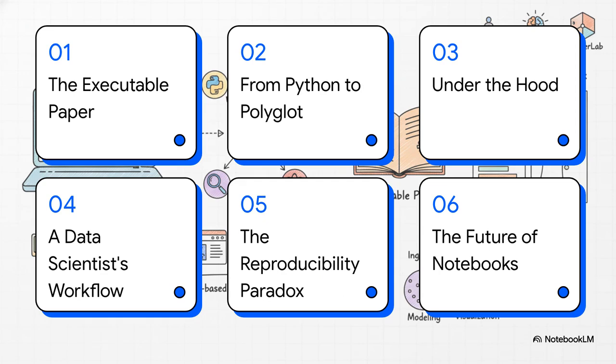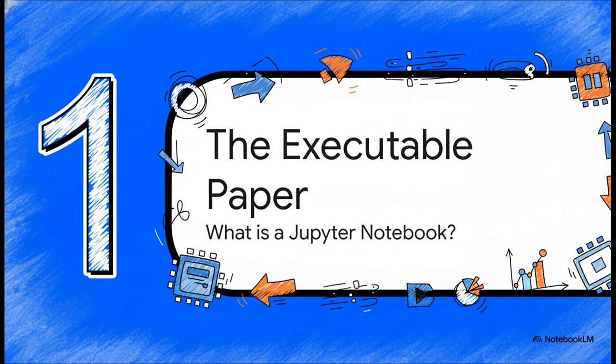So here's what we've got on tap. We're going to start with this really cool concept called the executable paper. Then we'll trace its history, from its Python roots to becoming this multi-language powerhouse it is today. We'll definitely get our hands dirty and look under the hood at the architecture. After that, we'll walk through how a data scientist actually uses one, day to day. We'll even tackle this big paradox that every notebook user faces. And finally, we'll look ahead to see what's next for this incredible technology. Okay, let's dive right in.